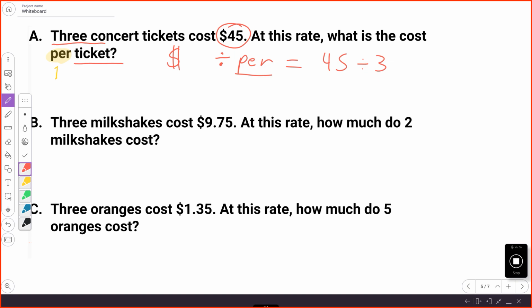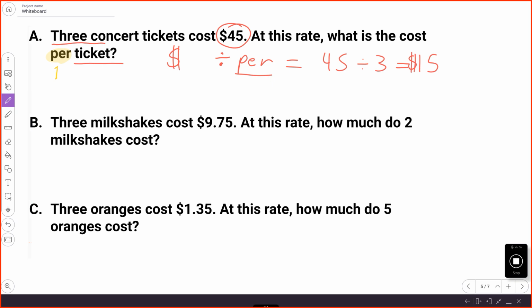All right, so that helps you decide which one is divided by which. Because if it's 3 divided by 45, instead of 45 divided by 3, it'll give you a different answer. Okay, so 45 divided by 3 will give you 15. All right, so that's $15 per ticket.